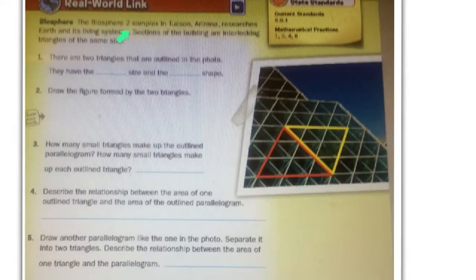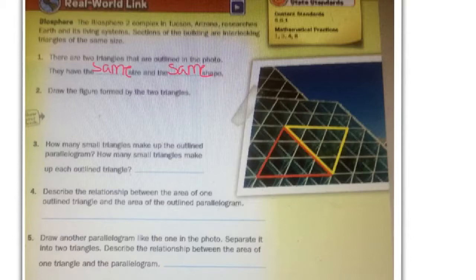The Biosphere 2 complex in Tucson, Arizona researches Earth and its living systems. Sections of the building are interlocking triangles of the same size. There are two triangles that are outlined in the photo. They have the same size and the same shape. When two figures have the same size and same shape, that means they are congruent.